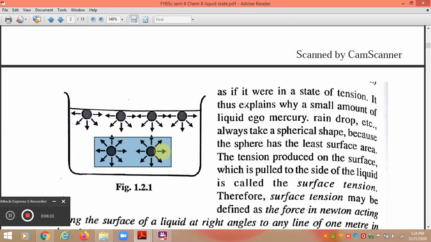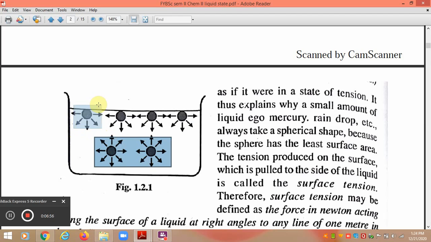The molecules present in the bulk of the liquid have force of attraction equally from all directions, and that's why the net force acting on these molecules will be zero, and that's why these molecules are in a state of equilibrium.